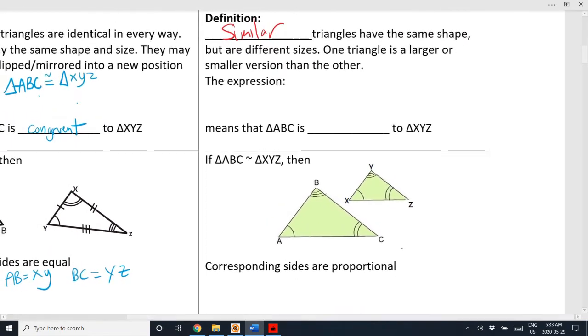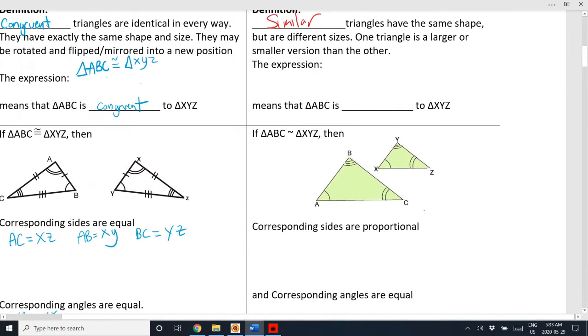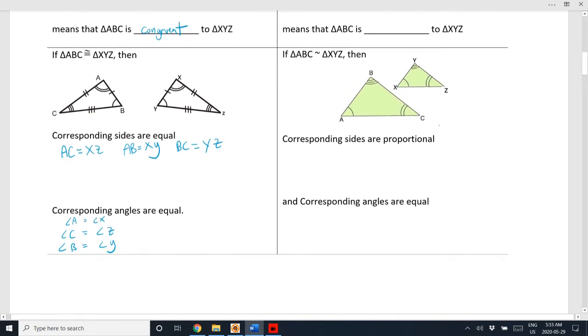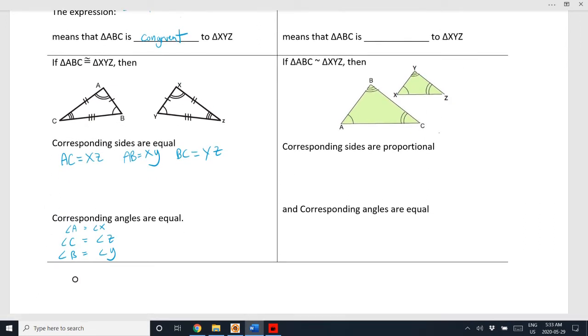You clearly see the side lengths are different, but the angles are the same. So this is what makes them similar. We know angle A and angle X are actually the same angle. We can see angle C and angle Z are also the same angle. And angle B and angle Y, again, the same.